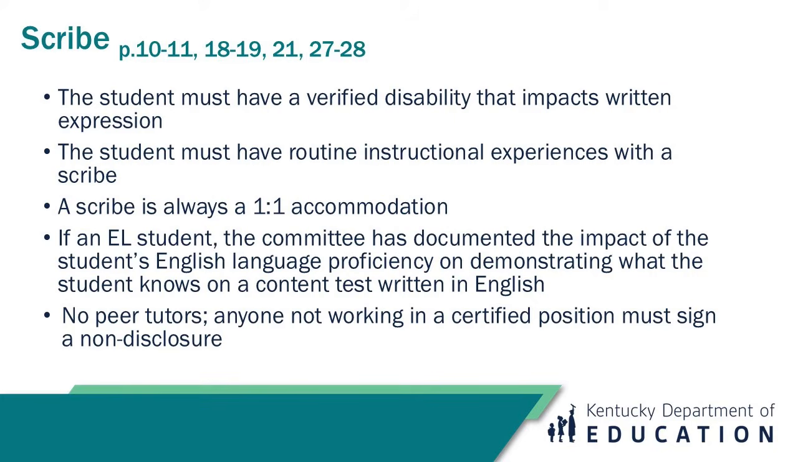For an EL student with a PSP, the committee should document the impact that the student's English language proficiency has on the student demonstrating what they know on a content test written in English. A scribe shall be provided if the student has not reached proficiency on the annual English language proficiency assessment. A district has discretion of who can serve as a scribe, but peer tutors are not allowed.